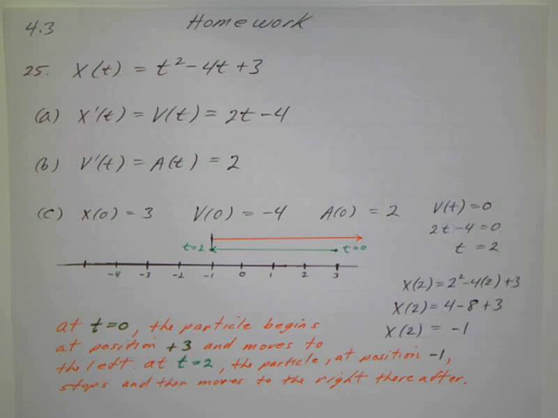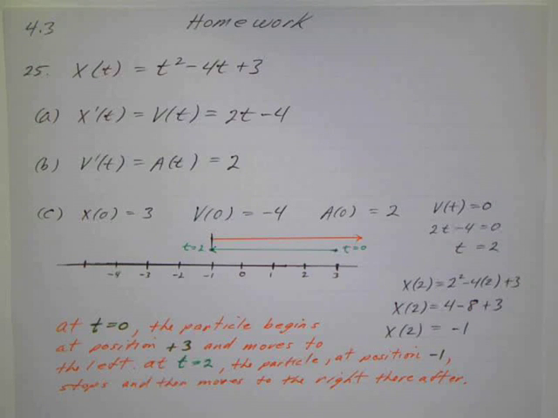Okay, this is more of homework 4.3, and this is number 25, and we had some particle motion. This is the position function of a particle: x as a function of time t is the position on the x-axis. We want to think of this as the x-axis, and it's going to be t squared minus 4t plus 3. They want you to find the velocity and the acceleration, and then they want you to describe the motion of the particle.